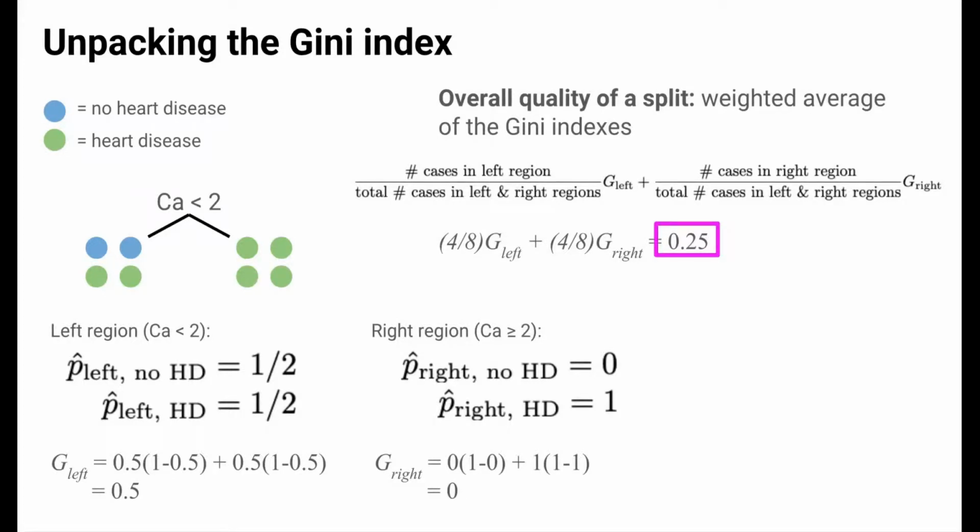The goal of using the Gini Index is to guide tree building. We want to use this measure to compare all of the possible splits that could be made. The overall quality of this split, vessels less than 2, can be captured by a weighted average of the impurity of the 2 regions. The weight given to a region is the number of cases in that region divided by the total number of cases in the left and right regions. Here, the overall quality of this split is 0.25. This number isn't super helpful on its own, but our question is, could another split have given us a lower number?